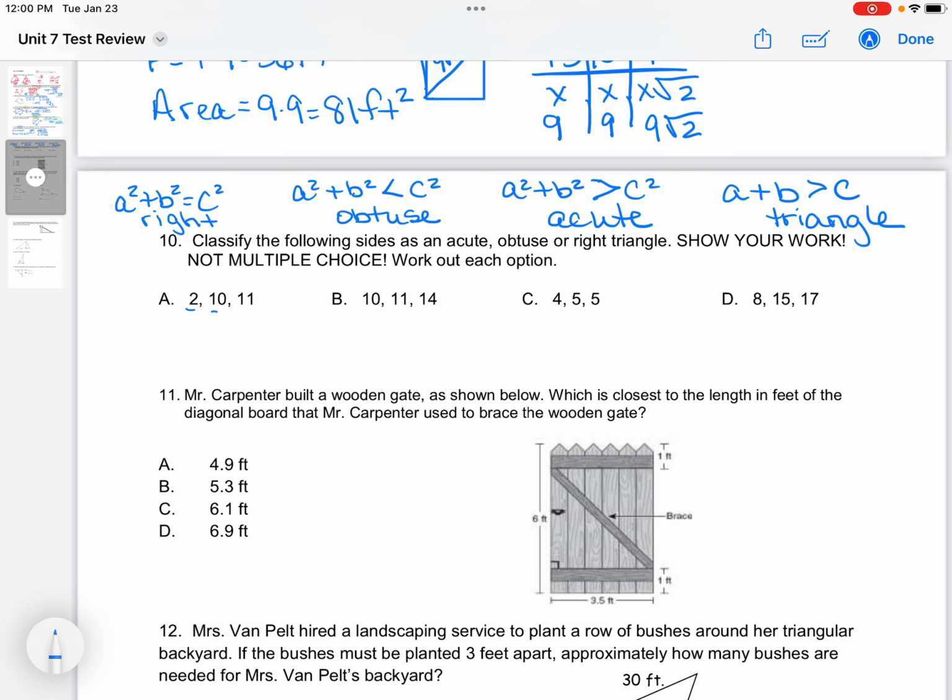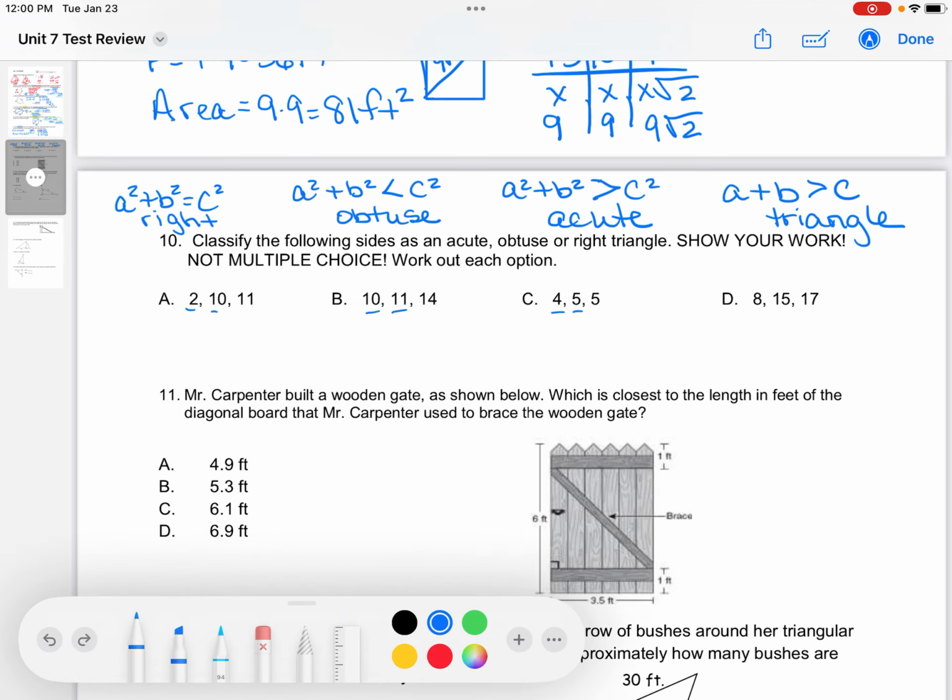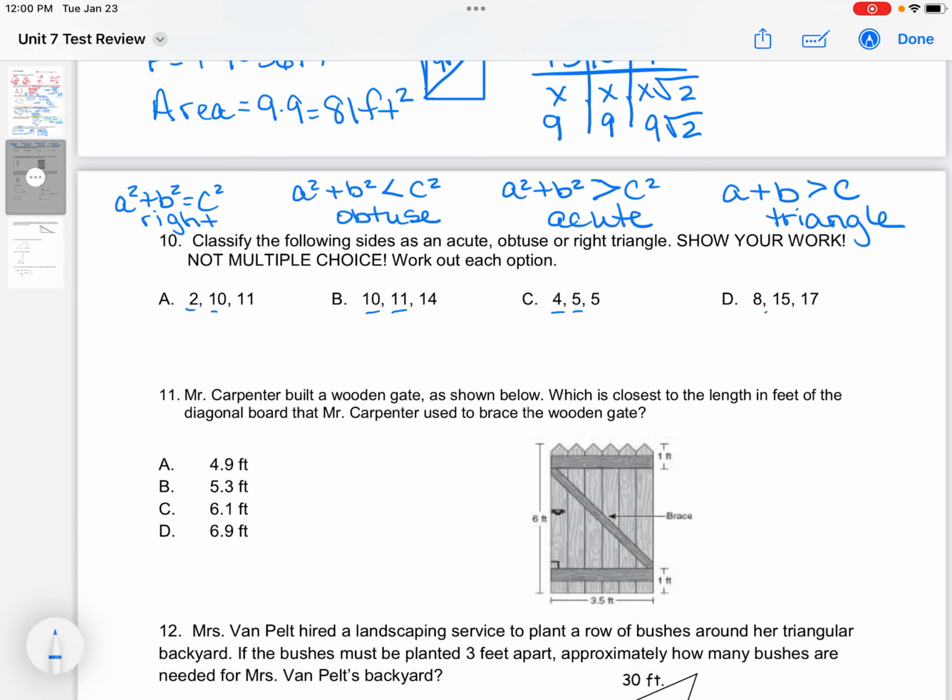So the first thing I'm going to do is go through and make sure those add up to more than my long side. And they all do, but this one. Oh, wait, yes it does. Sorry. Got ahead of myself. That's an isosceles. Okay, so they're all triangles.